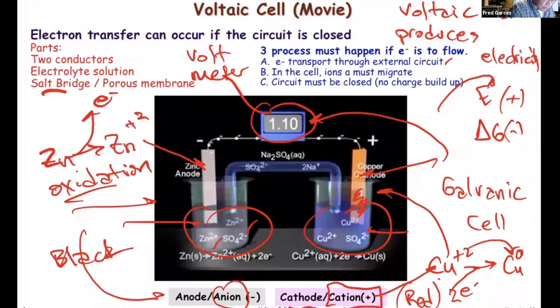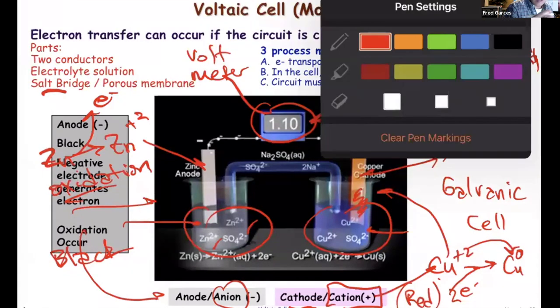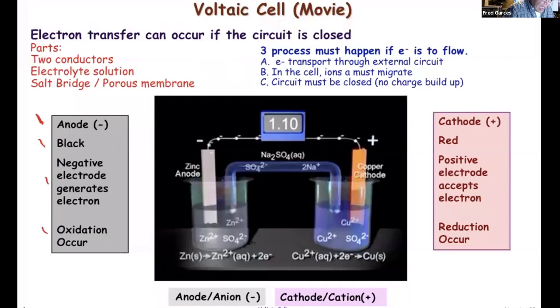So to move out of that, to make sure that you understand the nomenclature of a voltaic cell, again, these are the special features that I just mentioned for the anode, and these are the special features for the cathode. So it's basically a summary of what I just talked about.